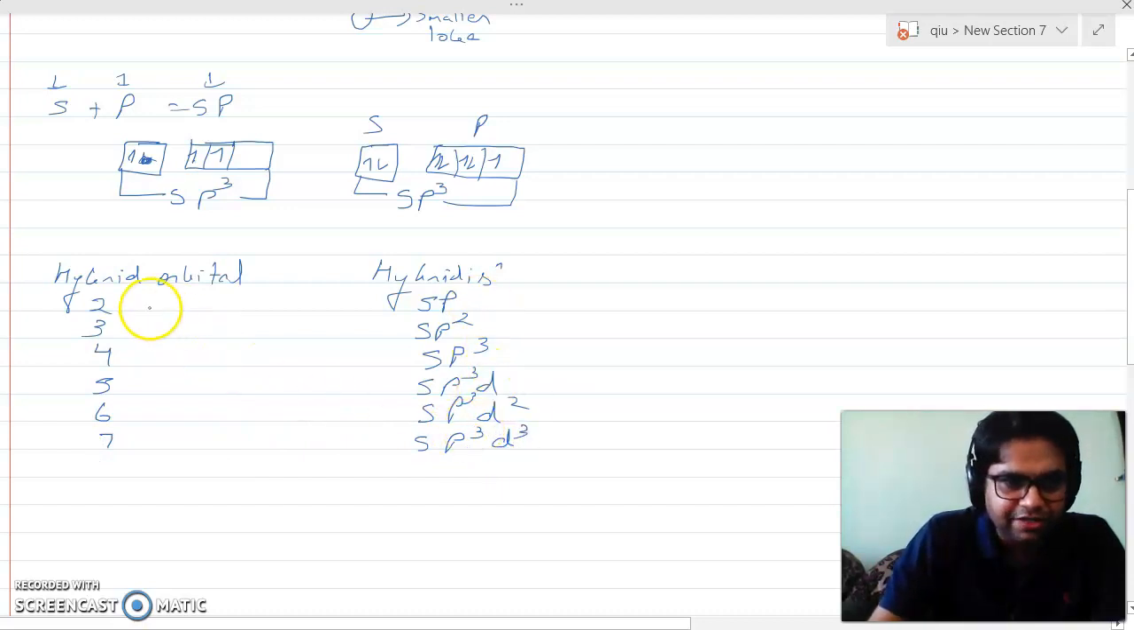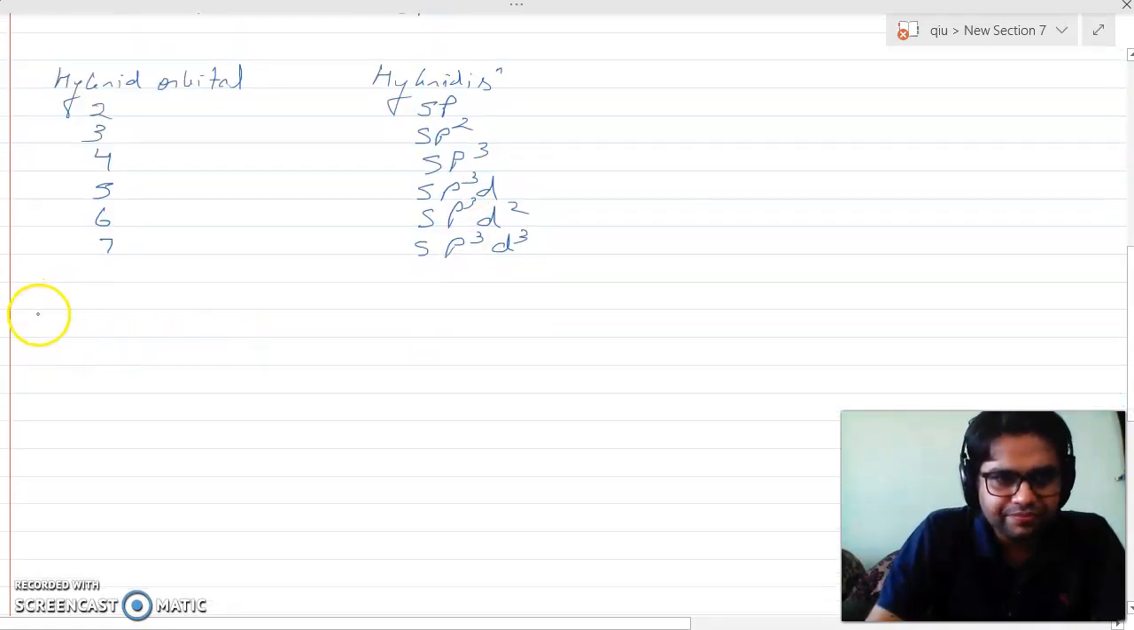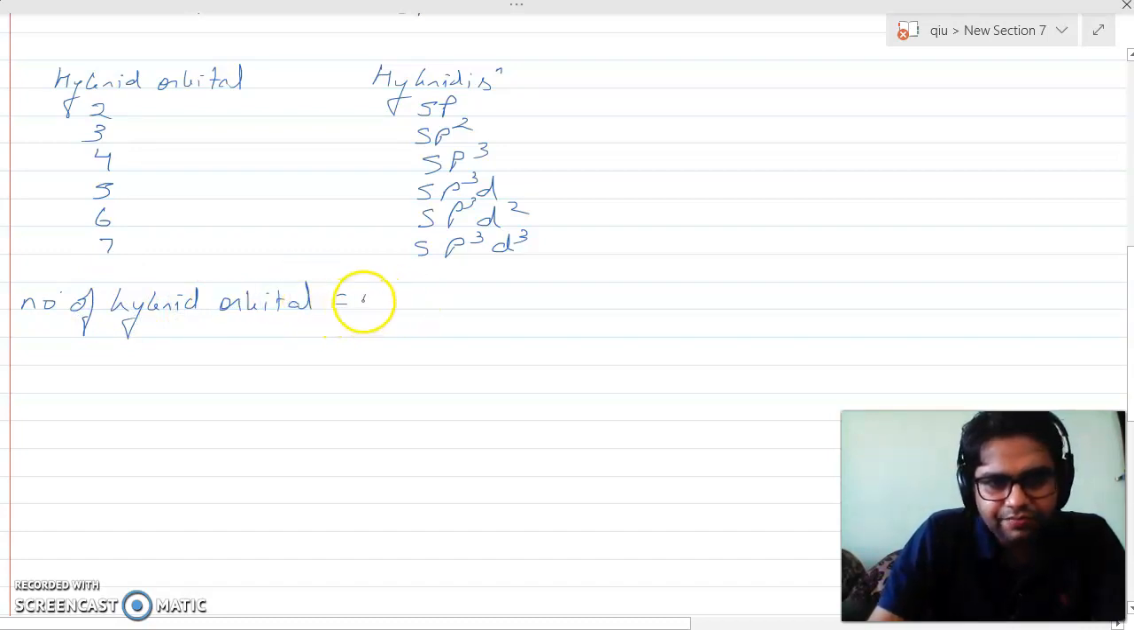So this is the hybridization for this hybrid orbital. Let's see another thing. Number of hybrid orbitals, according to NCERT, is equal to the number of sigma bonds plus the number of lone pairs.